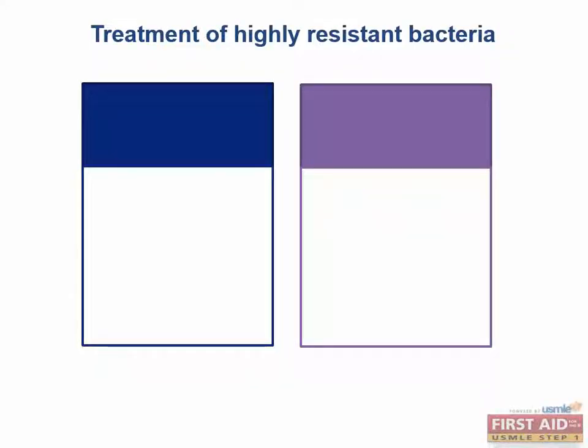Unfortunately, over the years, bacteria have become increasingly skilled at resisting our current antibiotics. They're like bandits who keep figuring out ways to escape the sheriff. The two most common and deadly resistant bacteria are methicillin-resistant Staph aureus, or MRSA, as well as vancomycin-resistant enterococci, or VRE. Do you remember the first-line treatment for an MRSA infection?